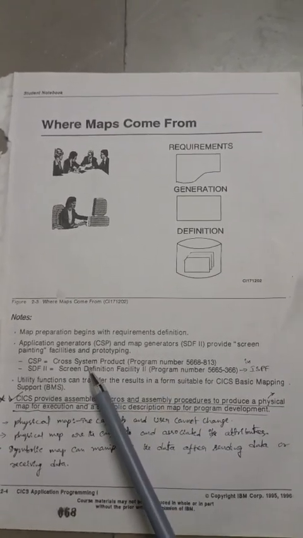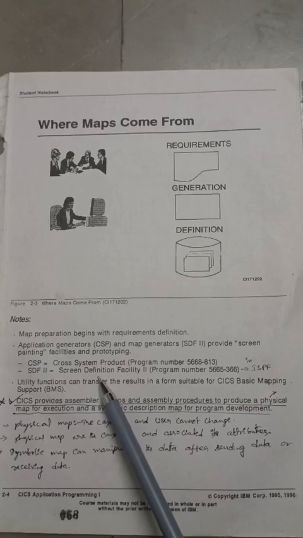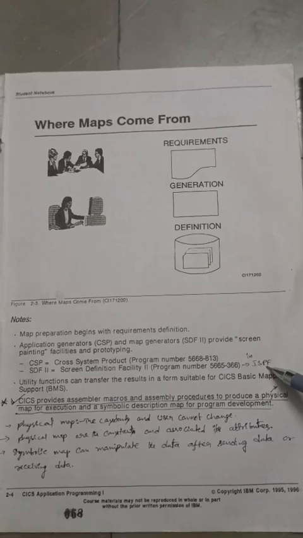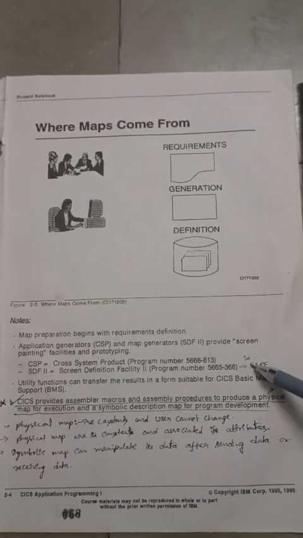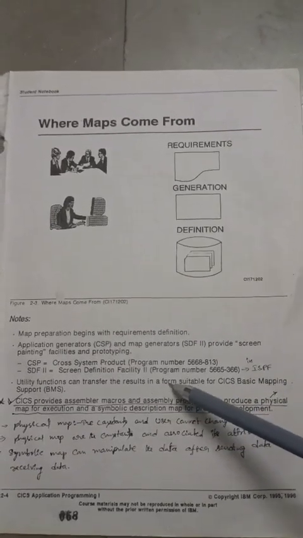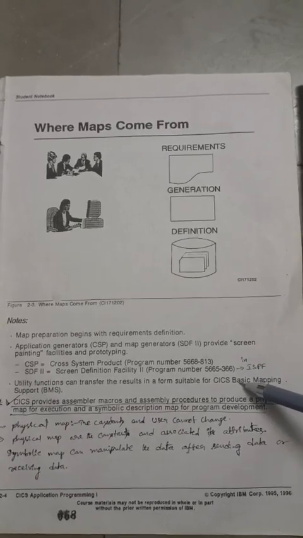One is CSP and the other is the SDF tool. CSP is the Cross System Product, and SDF is the Screen Definition Facility. We have this option in ISPF as the SDF tool. Most companies use the SDF tool to create the physical map. We also call these BMS macros. What does BMS mean? Basic Mapping Support.